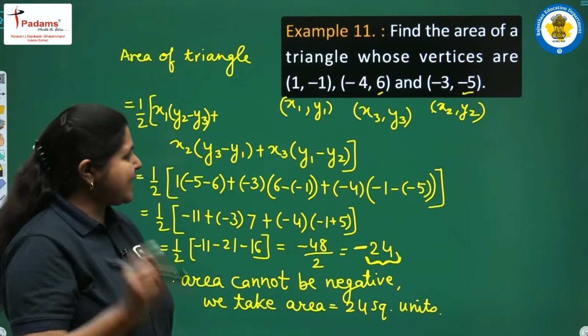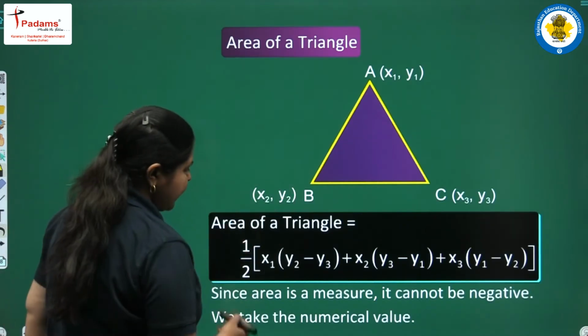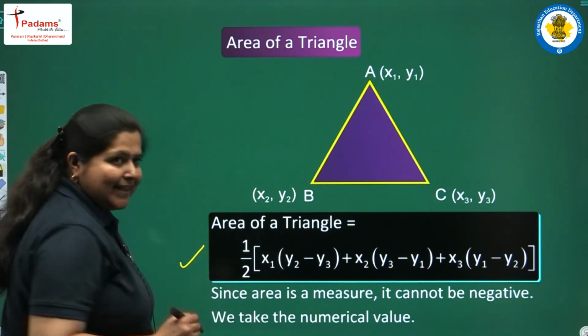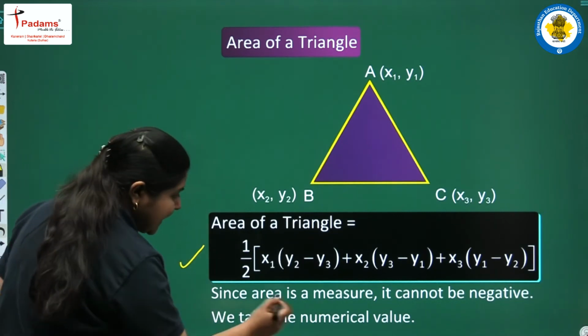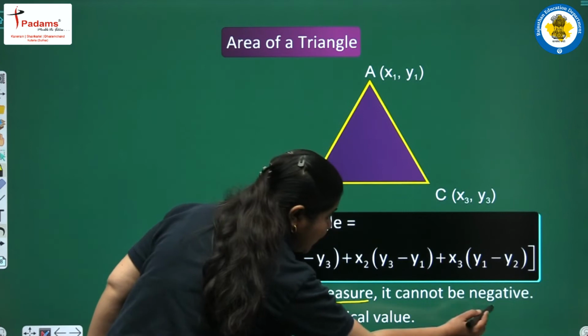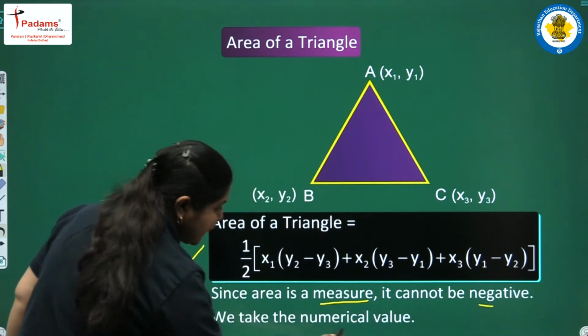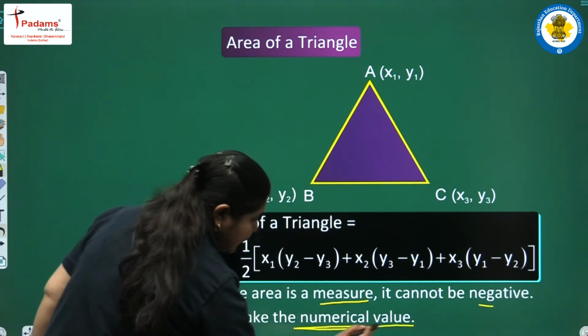And from here we can say that the area of a triangle is given by this formula. I hope you have learnt very well up till now, and since the area is a measure it cannot be negative, and so we take the numerical value.